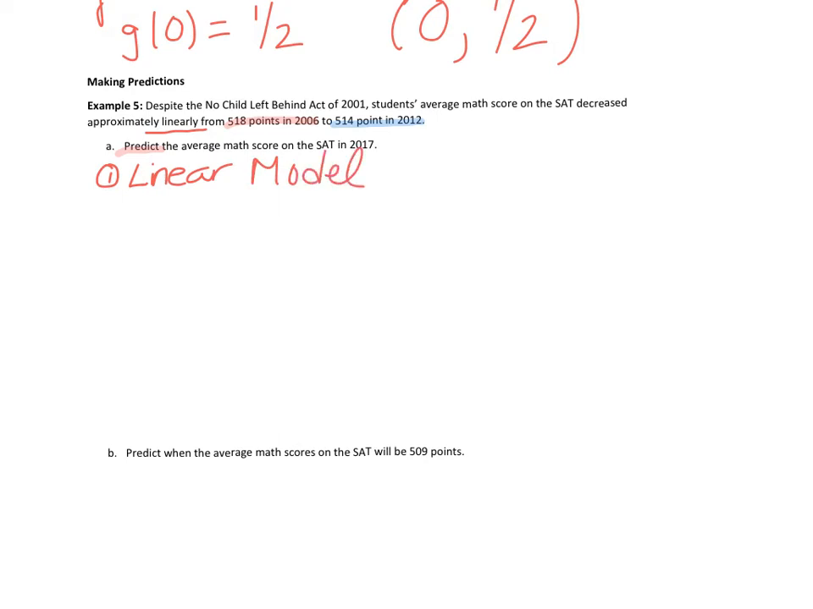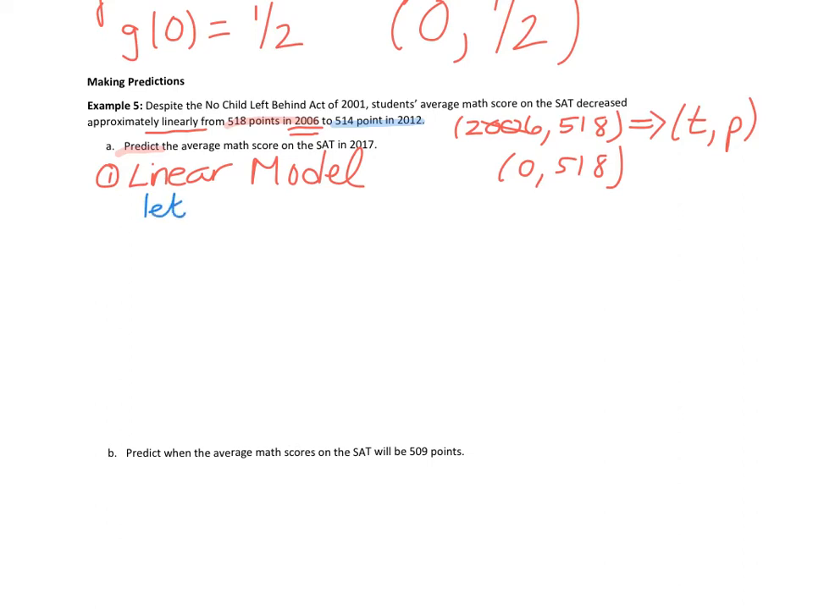All right, and we're going to use 2 ordered pairs. Let's be smart about this, though. Remember, time is normally our input, our independent variable. So instead of writing the year, let's have t be years since 2006, and then p be the score. That way, instead of 2006, we can write 0, 518. That's a lot easier to work with.